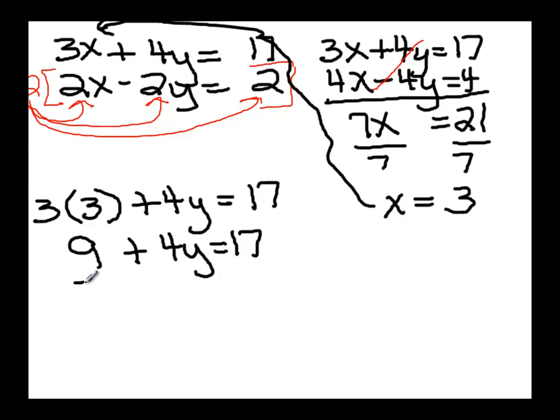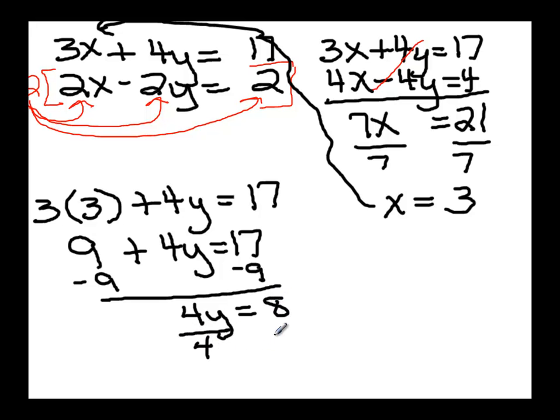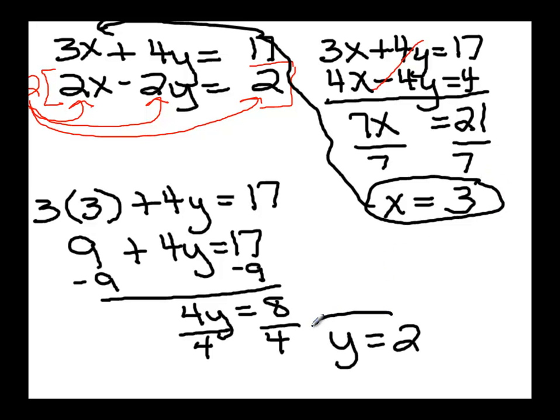We'll subtract 9 from both sides, and that will give us 4y equals 8, since 17 minus 9 gives us 8. Divide by 4, divide by 4, and y equals 2. So x equals 3 and y equals 2. And if we need to write it as an ordered pair, that would be (3, 2).